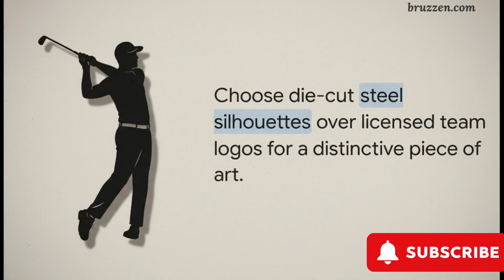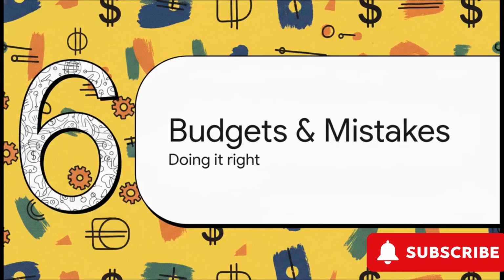But what if your microspace is a personal gym or a sports office? Here's a huge pro tip for you. Skip the licensed team posters. Instead, opt for a matte black, die-cut steel silhouette. Something like a golfer at the top of a backswing, which usually runs around $95. It's clean, it's graphic, and it feels permanent. Most importantly, it reads as high-end art, not cheap merchandise, and it tells visitors something genuinely true about the person working there.